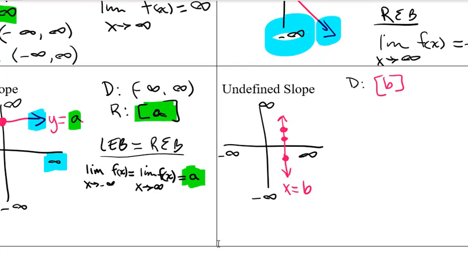The domain goes on for only one value. But the range, however, is going to go up forever and it's going to go down forever. So the range is going to be negative infinity to positive infinity. So my apologies on that, but that's all you have to do for that. The domain is going to be some number b, and the range will be all real numbers for the undefined slope.